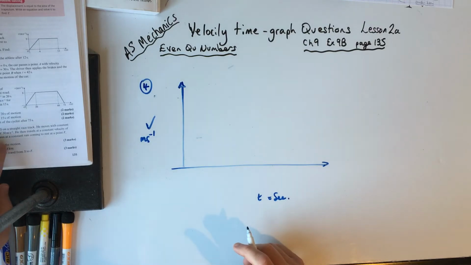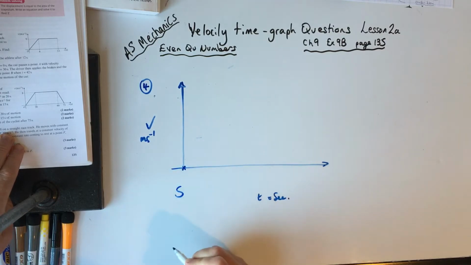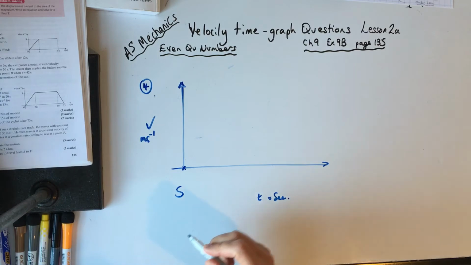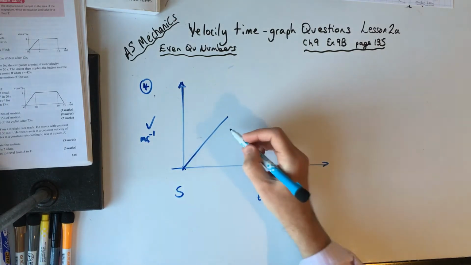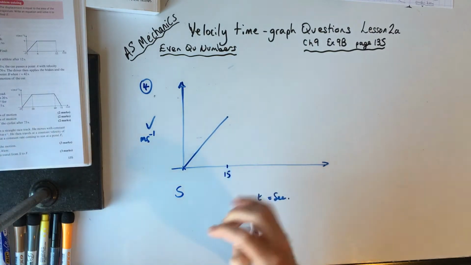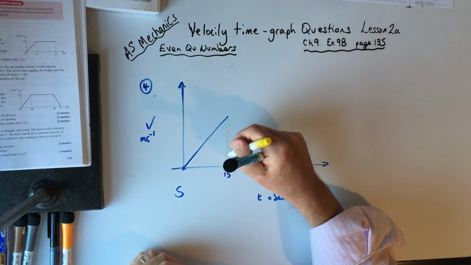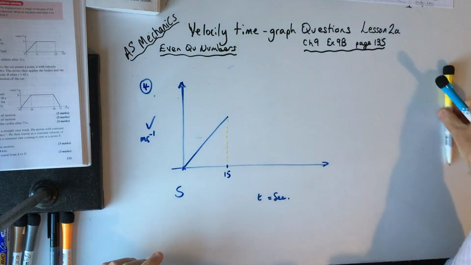A motorcycle starts from rest at point S. Great. So we're at 0 meters per second here. He moves with constant acceleration for 15 seconds. So that's going to be a straight line going up, and that's at 15 seconds. Let's add a little bit of colour into there. So a dotted line down there. That's what I often do.